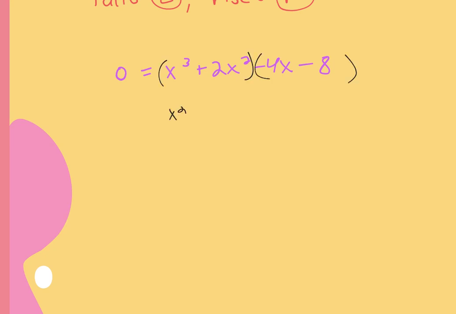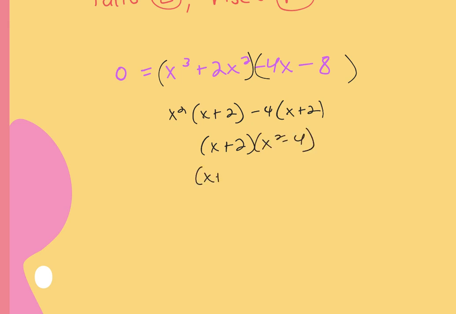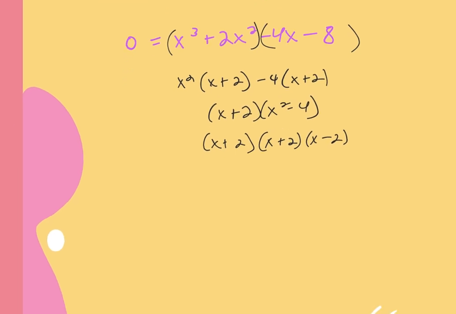I can take out the x squared and take out a negative 4. And I get x plus 2, x squared minus 4, which is x plus 2, x plus 2, and x minus 2, because x squared minus 4 is the difference of 2 squares. And then set each parentheses equal to 0, and I get negative 2, and positive 2.